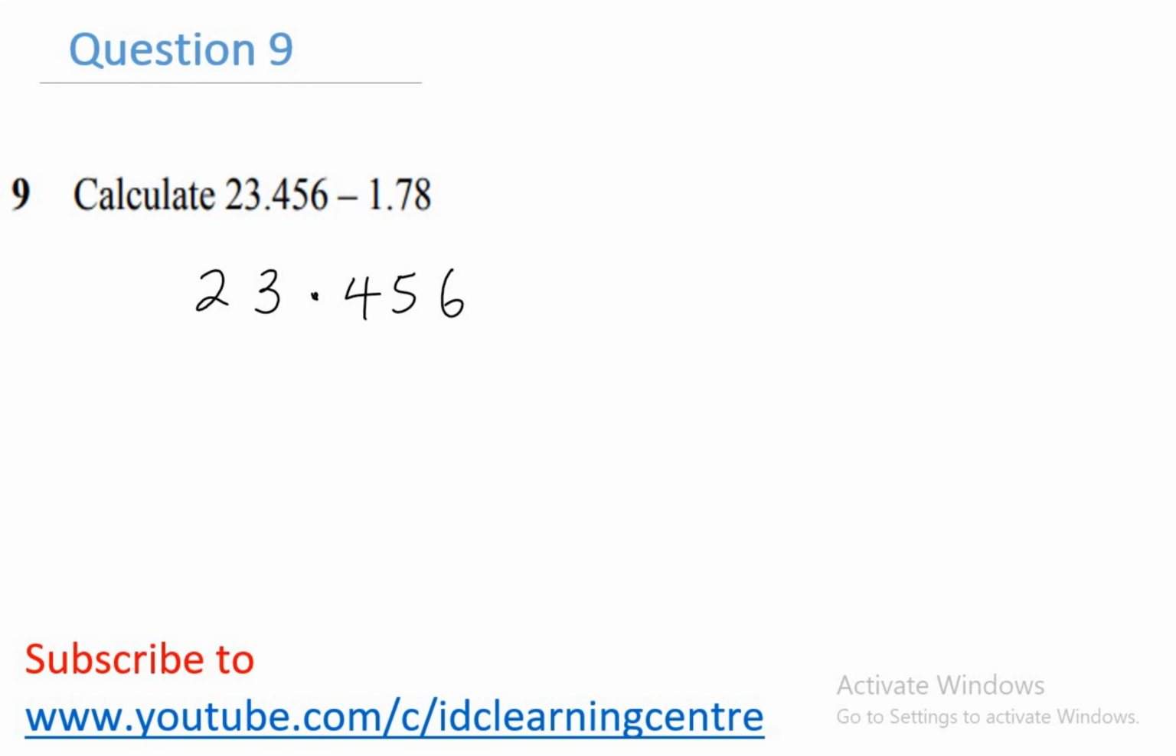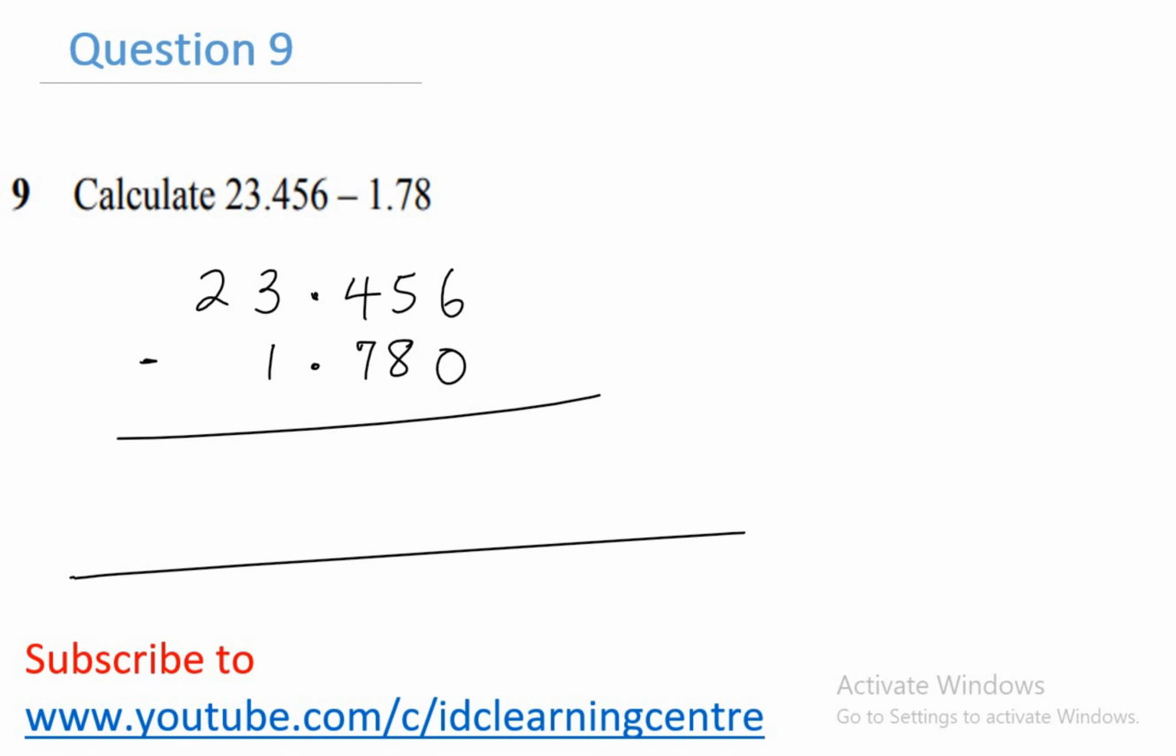23.456 minus 1.78. You can see the way I arrange my digits, put 0 here, so that the decimal point will be at the right place. 6 minus 0 is 6. Borrow 1 from 4. 4 reduces to 3. Put the 1 here. 15 minus 8 is 7.